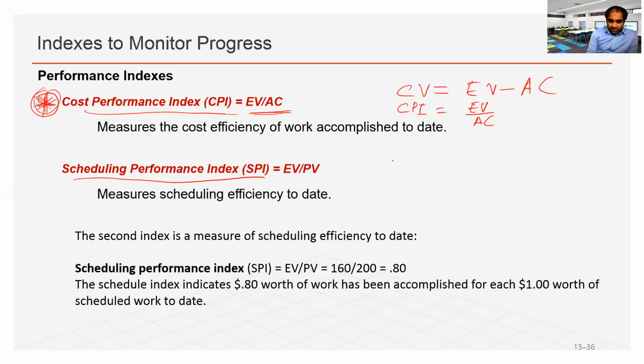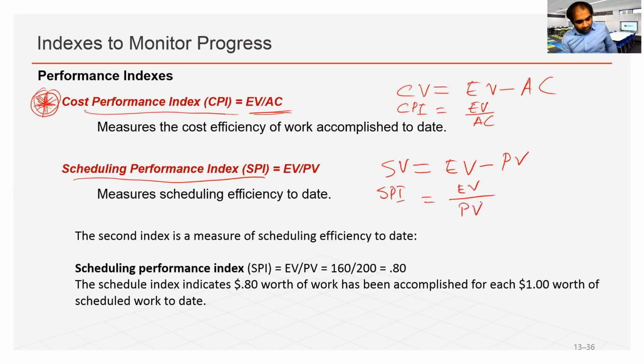The good thing to remember is schedule variance, SV, is EV minus PV, and schedule performance index, SPI, is EV divided by PV. It measures the scheduling efficiency to date: the planned value so far, and what is the earned value. So earned value divided by planned value gives us the schedule performance index, SPI. Some examples are given here; please read them so that you can have a better sense of what these indexes mean.